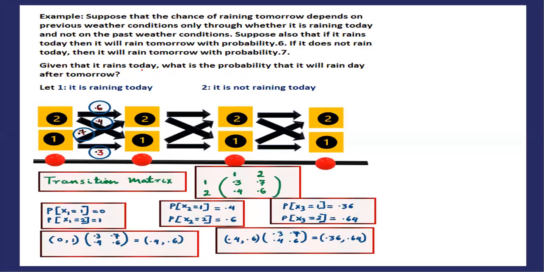This is the first example I've written. Here we talk about Markov chains. Now, when it comes to stochastic processes, it's very important to understand what a Markov chain is. We have time points here.